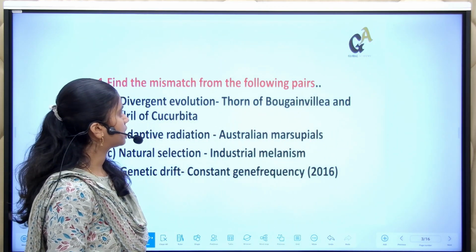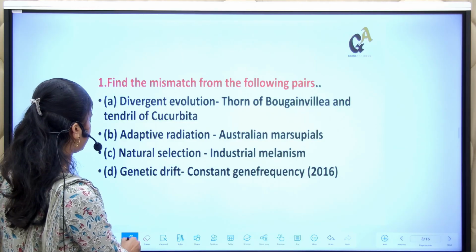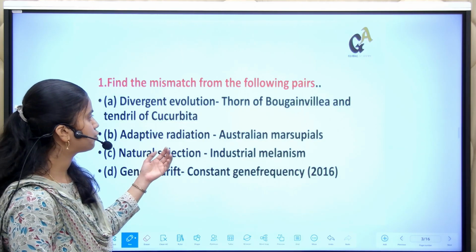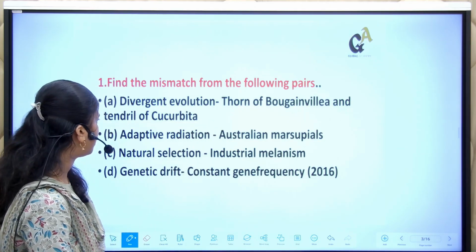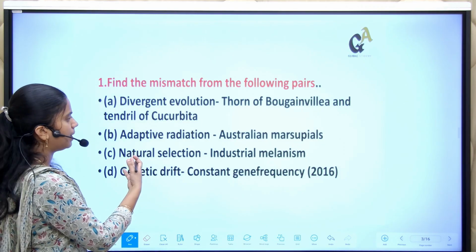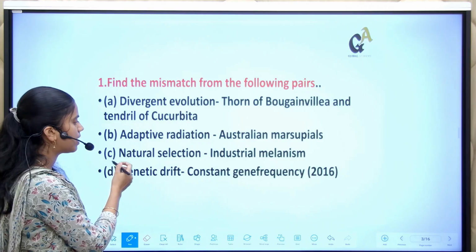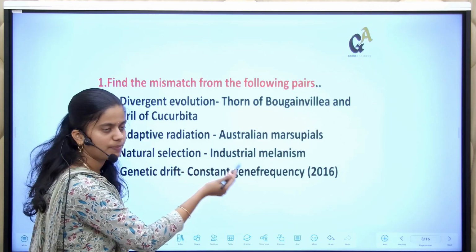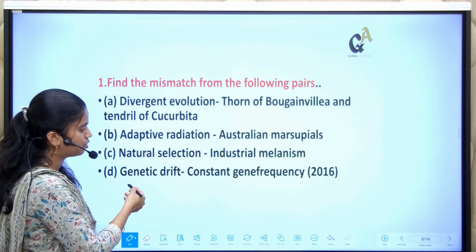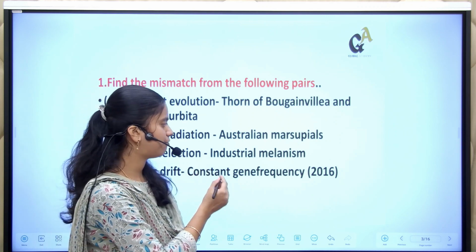Find the mismatch from the following pairs. Option A, divergent evolution, thorn of bougainvillea and tendril of cucurbita. Option B, adaptive radiation, Australian marsupials. Option C, natural selection, industrial melanism. And option D, genetic drift, constant gene frequency.